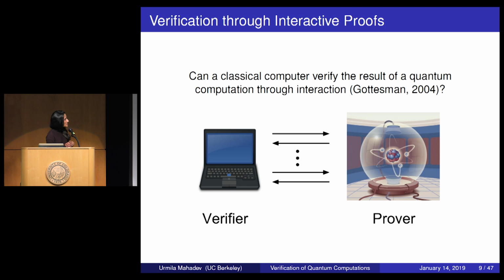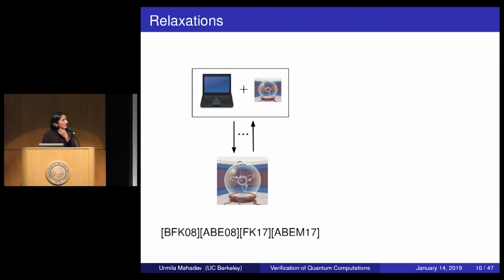Since this question was stated in 2004, it's been extremely well studied, but we studied it in two different models, which were relaxations of this original question. Here are the two models. The first allowed the verifier access to a small quantum computer of his own. The goal was to use this small quantum computer in order to verify a much larger quantum computation.